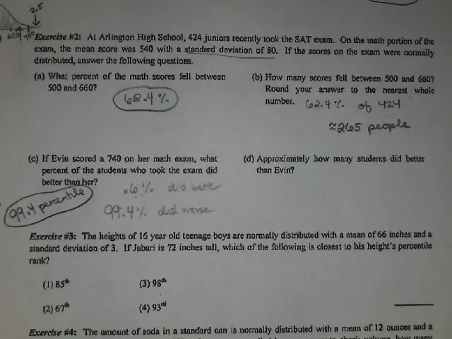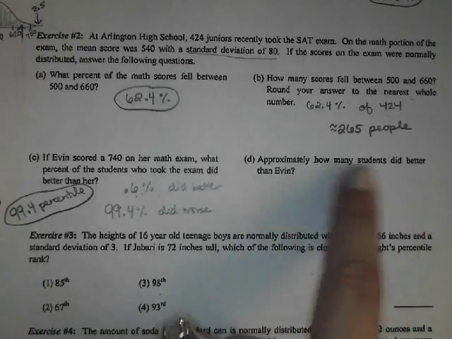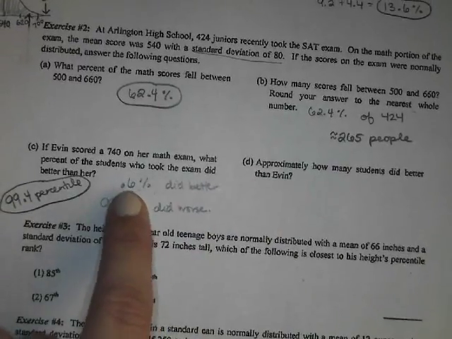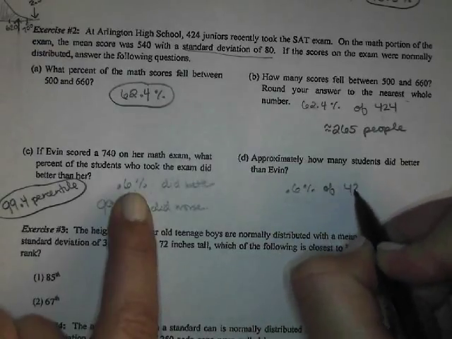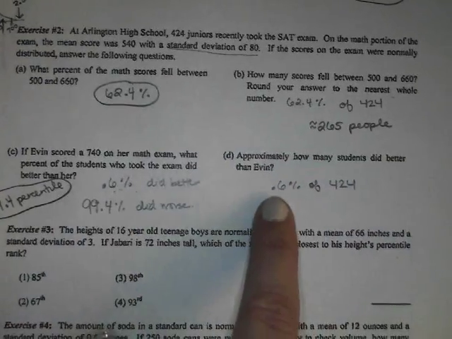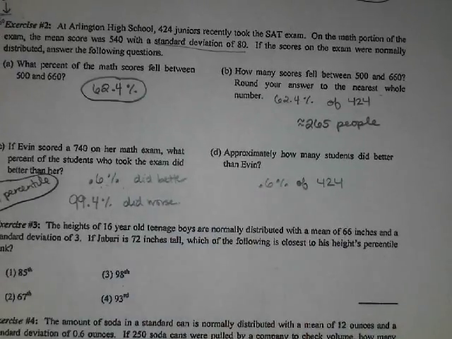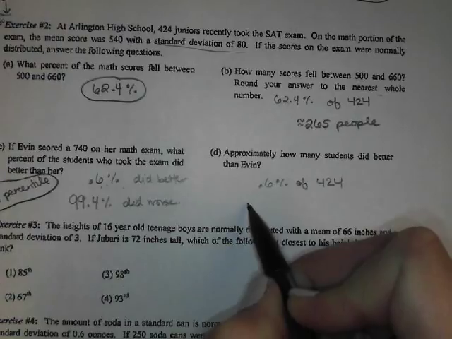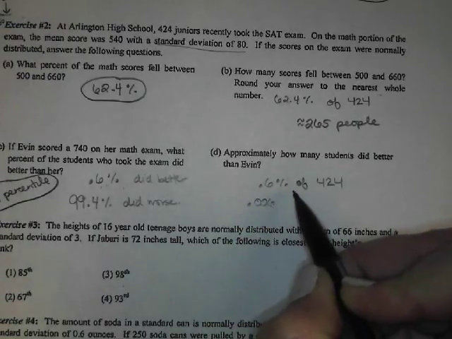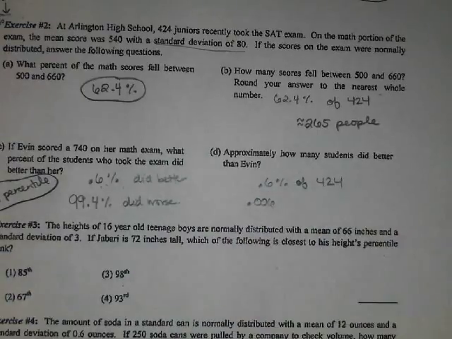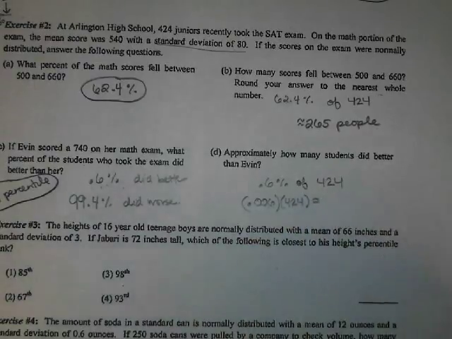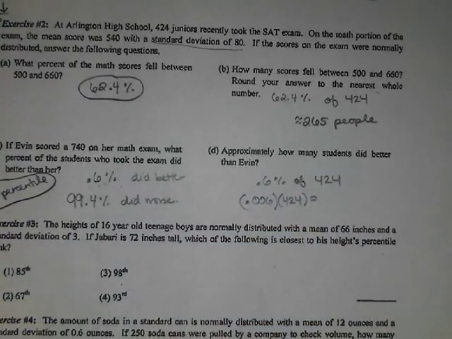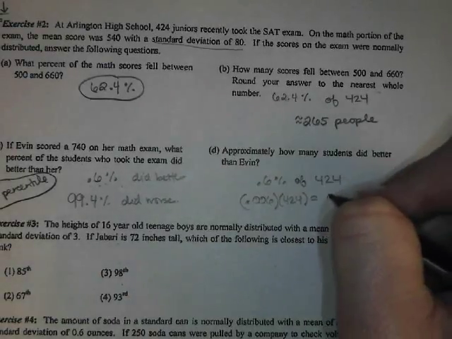So approximately how many students did better than Evan? If 0.6% did better than her, then we need 0.6% of 424 students. And what decimal do I use for 0.6%? 0.006. Good, Scott. Anytime you're going from percent to a decimal, we move our decimal over 2 places to the left. So we do 0.006 times 424, which is not going to be a lot of kids. 2.544, so approximately 3 students did better than her.